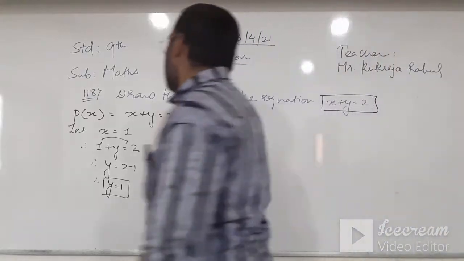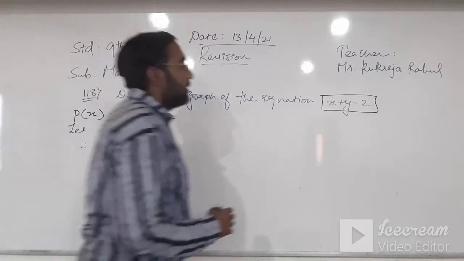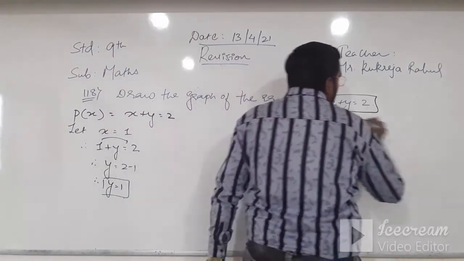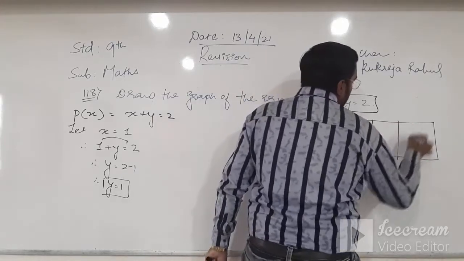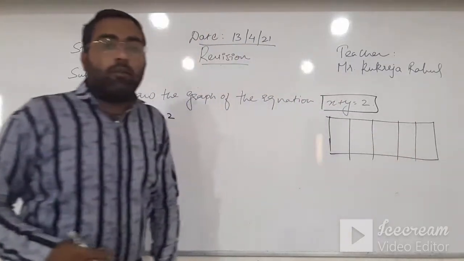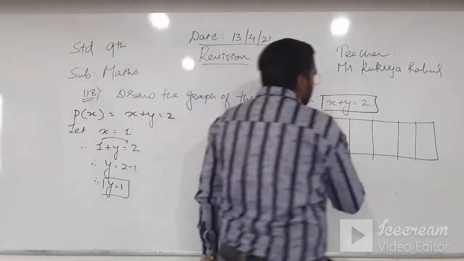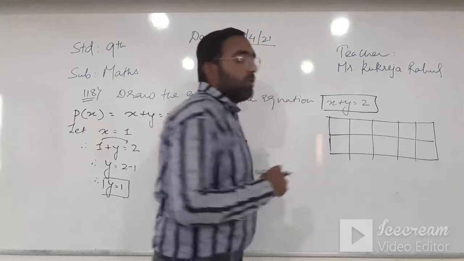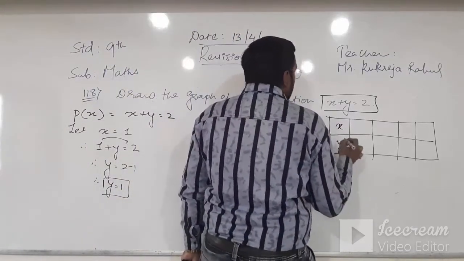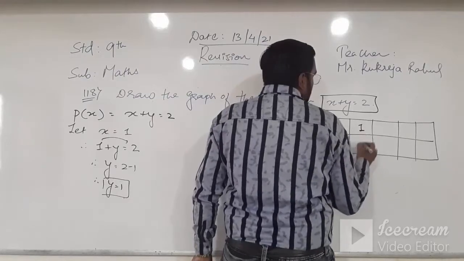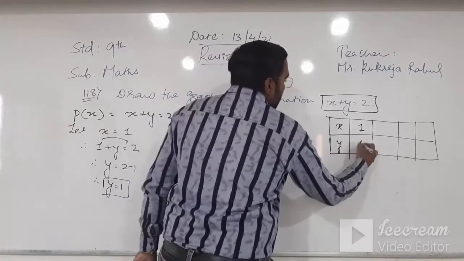Clear? So here we are taking the value of x as 1, so the value of y is equal to 1. So we are drawing the table. All of you have to take at least 4 solutions of the equation. Find at least 4 solutions of the equation for x and y. If I take the value of x as 1, we get the value of y as also 1.